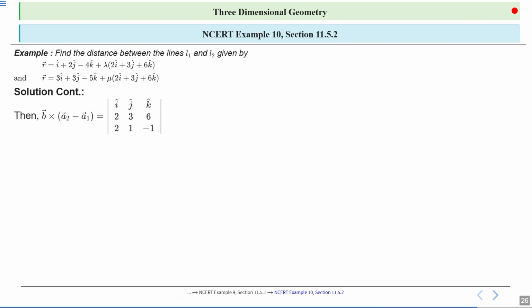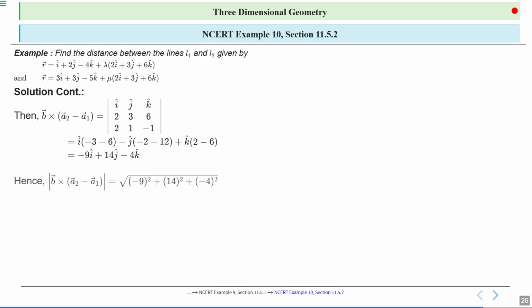Then B vector cross A2 vector minus A1 vector will be equal to the determinant of I cap, j cap, k cap, 2, 3, 6 and 2, 1, minus 1. Which is equal to I cap into minus 3 minus 6, minus j cap into minus 2 minus 12, plus k cap into 2 minus 6. Which is equal to minus 9 I cap plus 14 j cap minus 4 k cap, right?